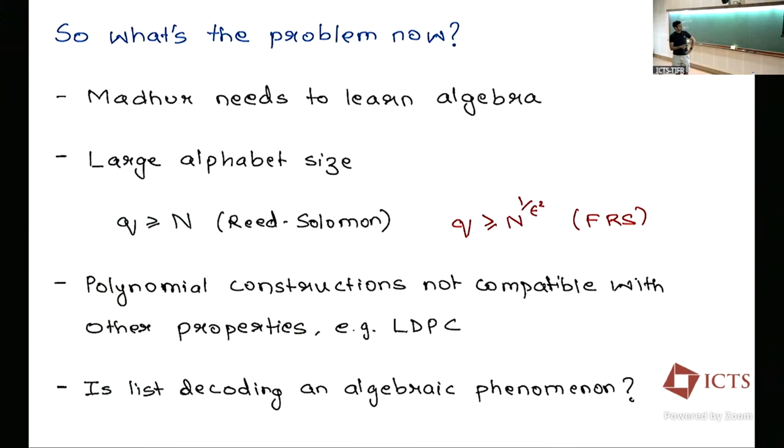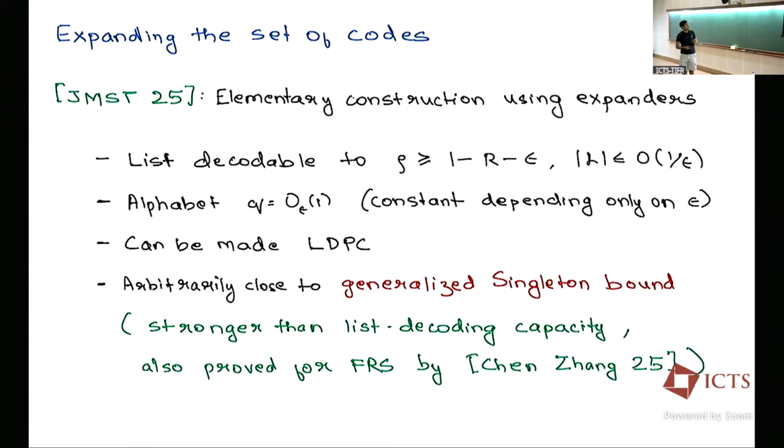The other issue is, as far as I know, they're not compatible with other nice properties we might want, like LDPC structure and so on. And I know Nick likes LDPC structure, so what am I going to tell Nick? And also, there's a slightly more philosophical question, if you indulge me: is this kind of list decoding a phenomenon that needs to rely on algebra, or is it something more general? It should be more general because we know random codes do it, but so far these were the known constructions.